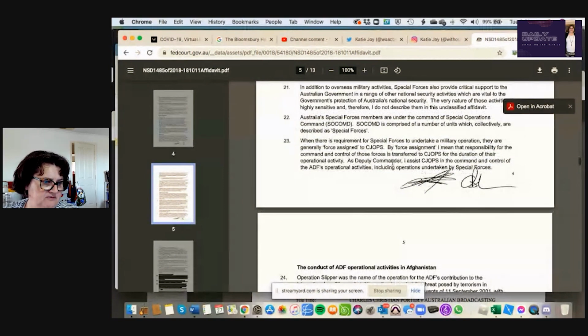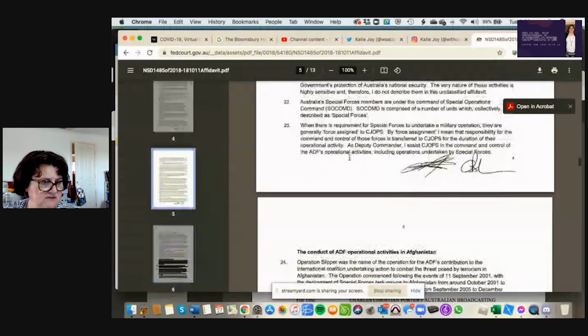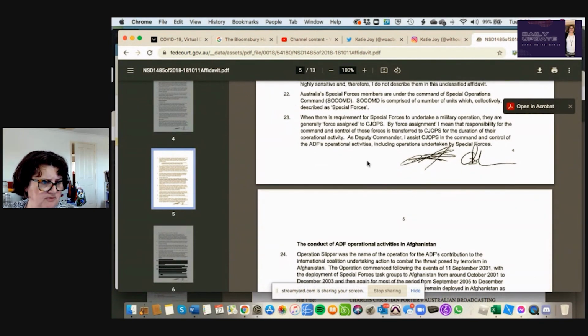Australia's Special Forces members are under the command of Special Operations Command, SOCOMD. It's comprised of a number of units which collectively describe the Special Forces. When there is a requirement for Special Forces to undertake a military operation, they're generally force assigned to CJ Ops. By force assignment, I mean responsibility for the command and control of these forces is transferred to CJ Ops for the duration of their operational activity.